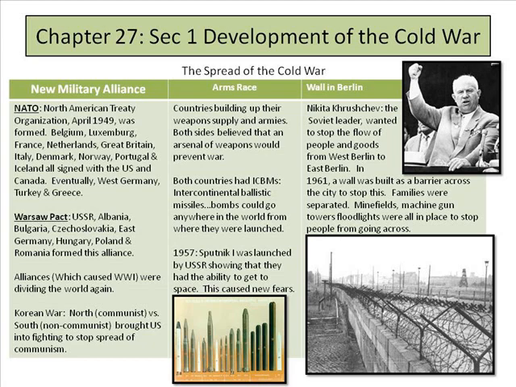If you look at this, we're still in Section 1, Development of the Cold War. Non-military alliances, there is NATO. I told you we'd get back to that. It was formed in 1949. Belgium, Luxembourg, France, Netherlands, Great Britain, Italy, Denmark, Norway, Portugal, and Iceland all signed an alliance with the U.S., Canada, eventually West Germany, Turkey, and Greece. The Warsaw Pact had the USSR, Albania, Bulgaria, Czechoslovakia, East Germany, of course, Hungary, Poland, and Romania.